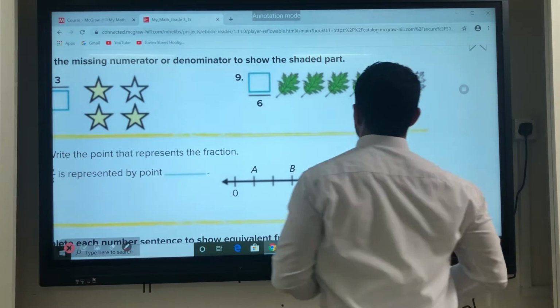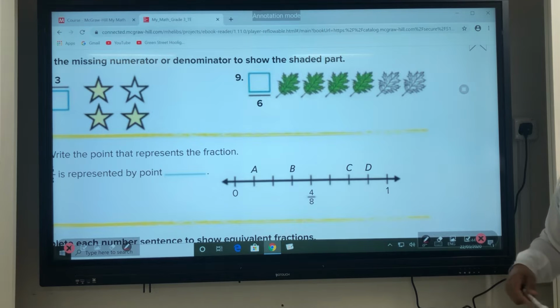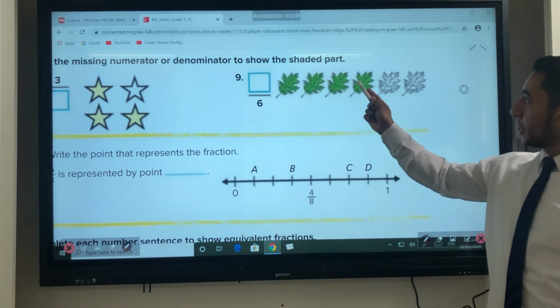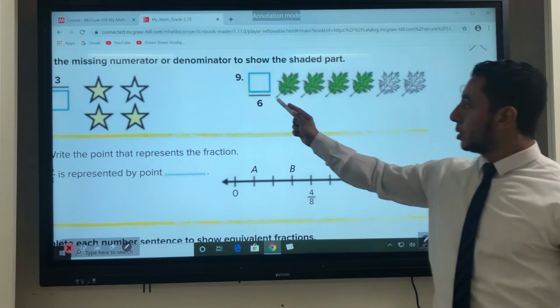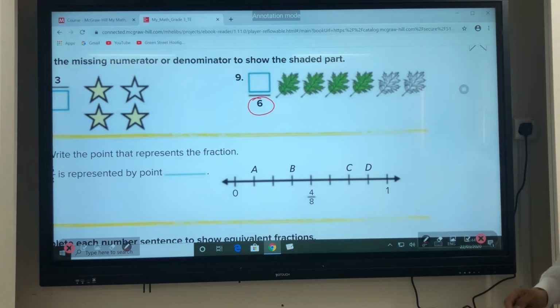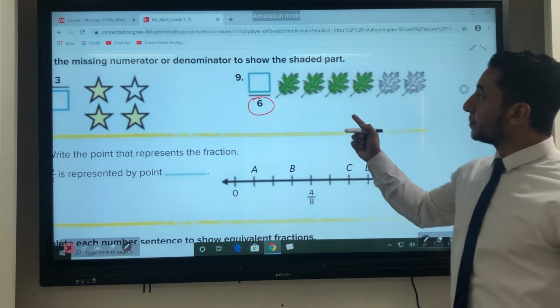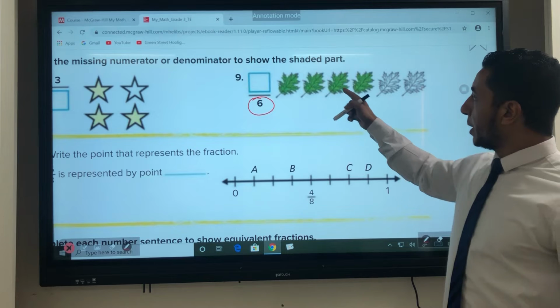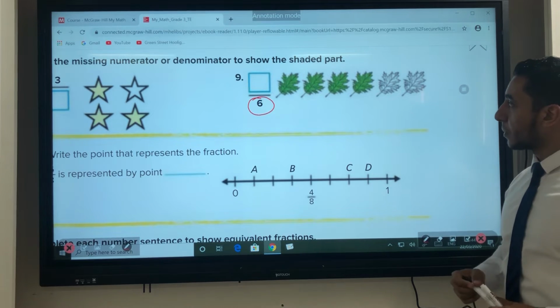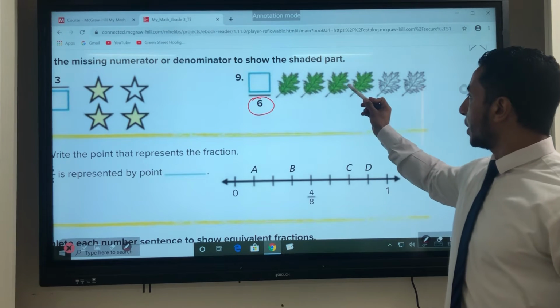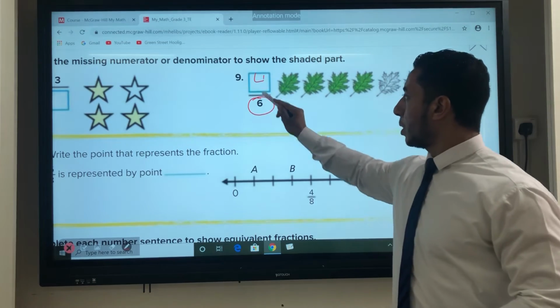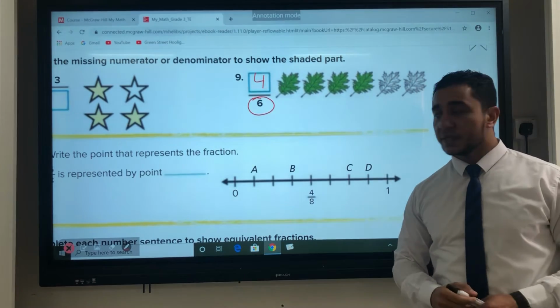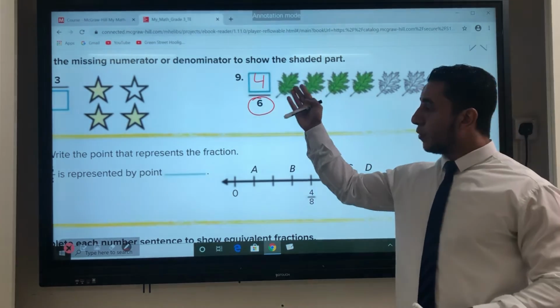And here we have leaves, as you can see. 1, 2, 3, 4, 5, 6. So 6 leaves. And here, how many are green? Yes, 1, 2, 3, 4. So 4 out of 6, or you can say 4/6.